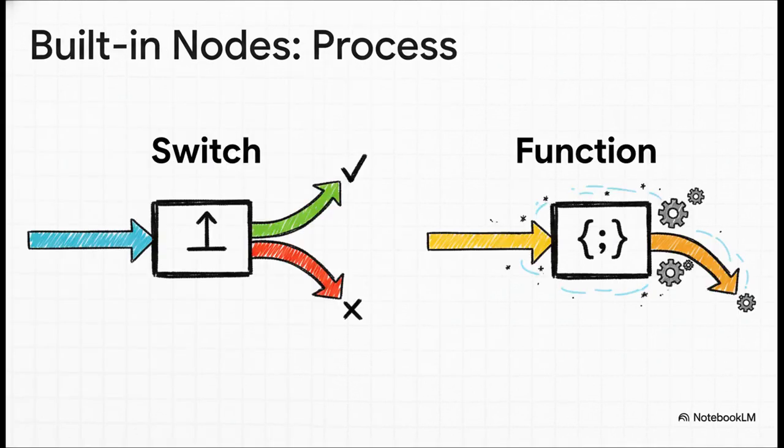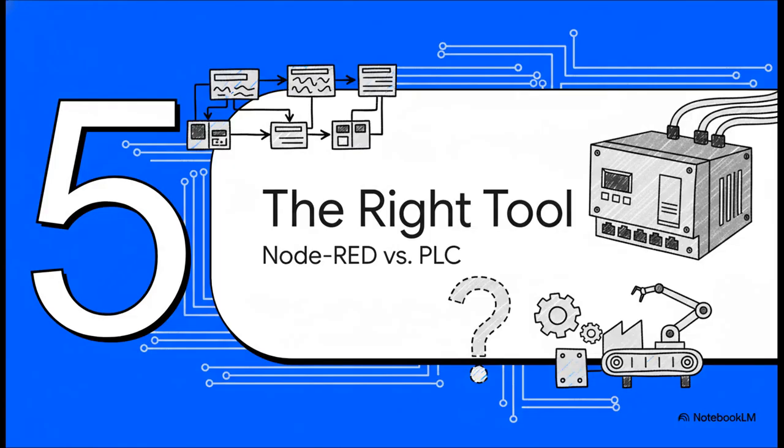And once that data's moving, you can do all sorts of things to it. The switch node is one of my favorites. It's like a visual if-else statement. You can say, hey, if the temperature is over 30, send the message down this path. If not, send it down that path. And if you ever need to do something really custom, the function node lets you write a little bit of standard JavaScript.